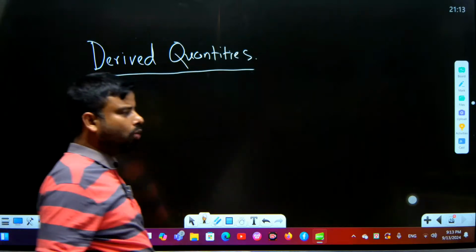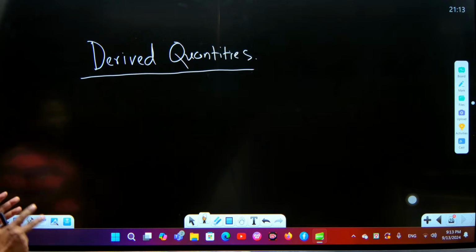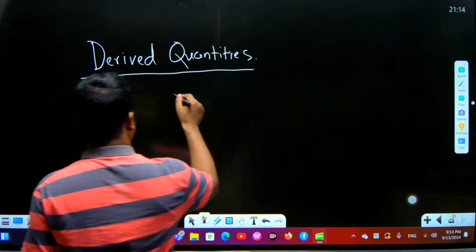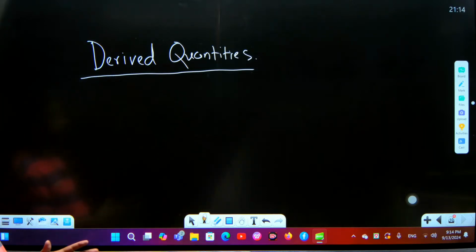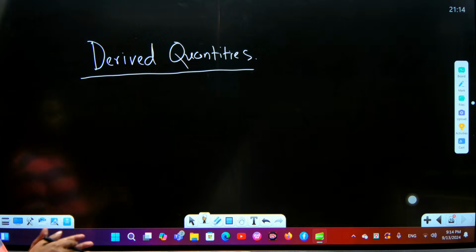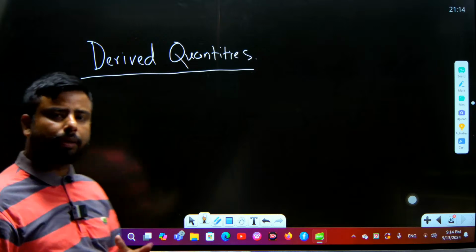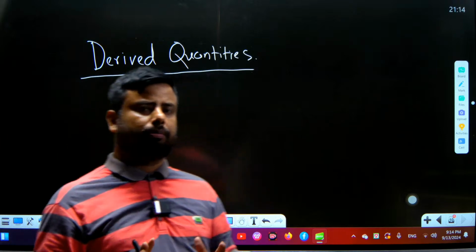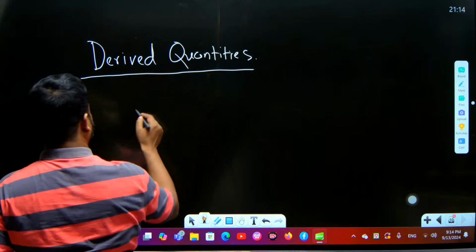The physical quantities which depend on other quantities and can be expressed by the power or multiple product of other base quantities are called derived quantities. Like area.